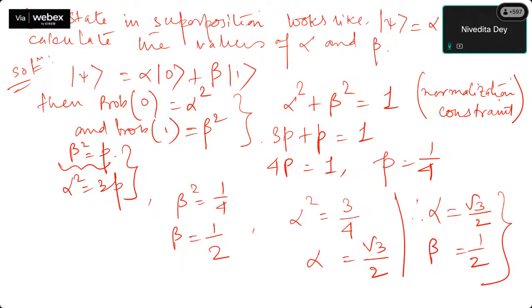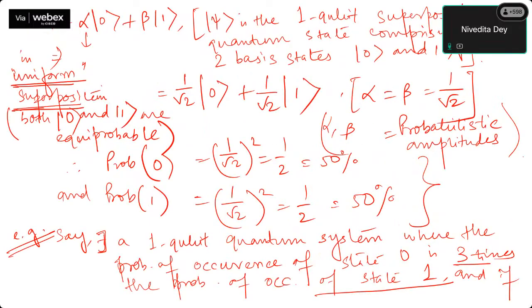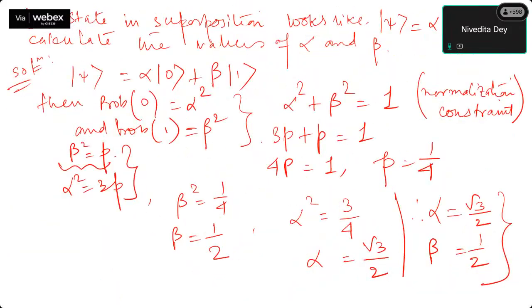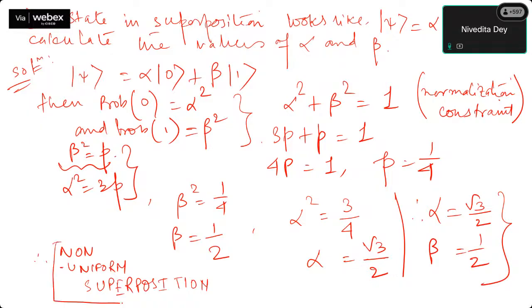I will be just covering a little on the 2 qubit as well and the 3 qubit. Then I will be taking your queries if you have any. So this was the case. I hope now you understand. So what you have understood from this is an example of a non-uniform superposition. And this can definitely happen.